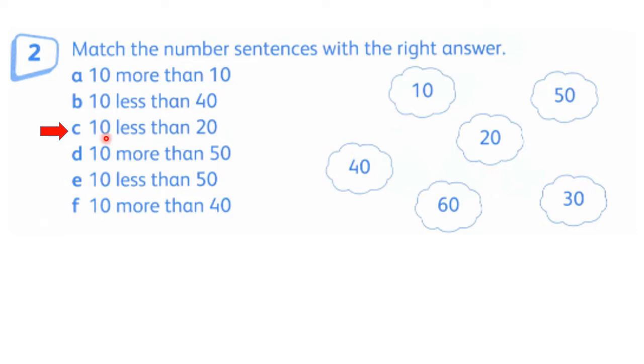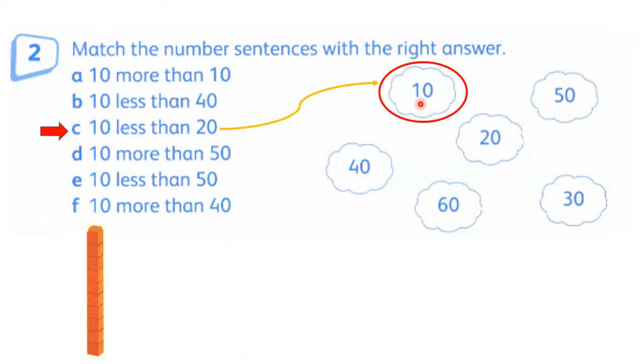C, 10 less than 20. We have to put 20 out. Here we have our 20. And now 10 less. So we have to take 1 away. How much is that? Yes, 10. 10 less than 20 is 10.